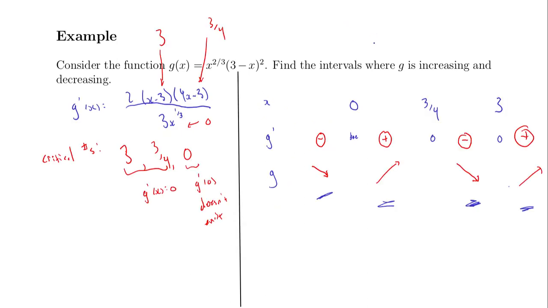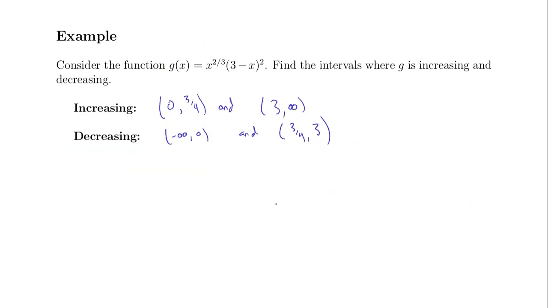I'm going to call this a sign chart because it's a chart that tells us the signs of a first derivative. And that's going to then lead us into giving us some interpretations of what the function is doing here. So that's how we can deal with this one.